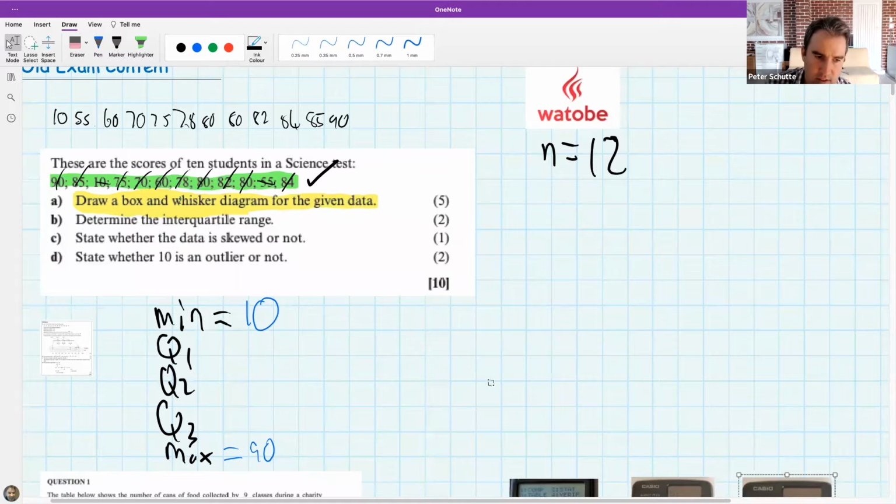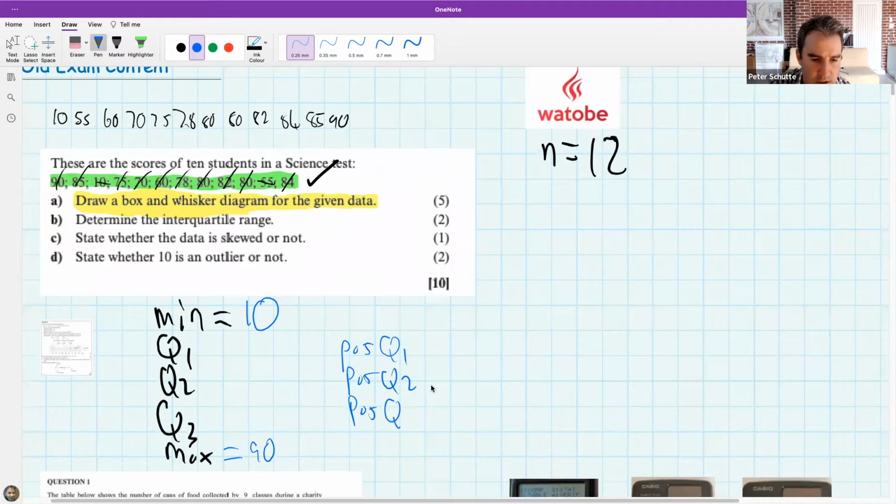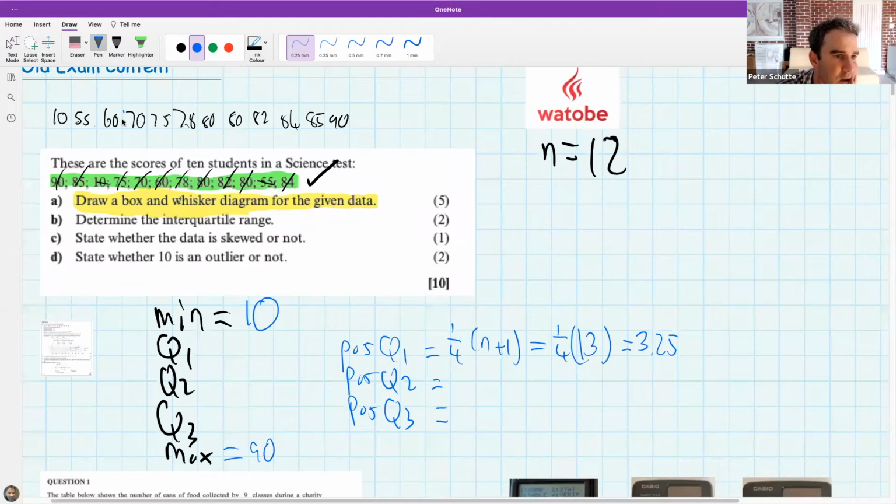So what is the important step I need to do in order to get the quartiles? I first have to find the position of Q1 and the position of Q2 and the position of Q3. So that is going to be an important step. It's going to be a quarter times n plus 1, which is going to be a quarter times 13, 3.25. So that is going to be between here and here.